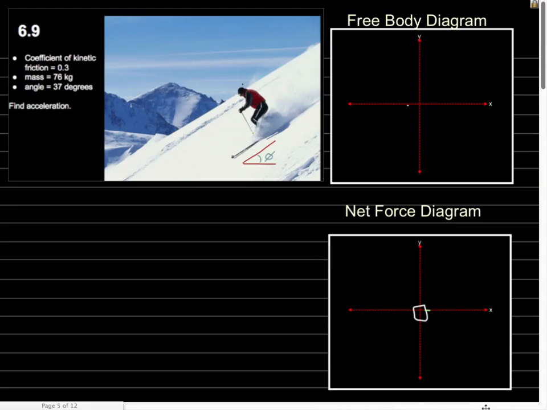All right, hello and welcome to problem 6.9. We have a skier skiing down a slope and we're trying to find the acceleration. First of all, we know that acceleration is equal to the net force over mass. So we need to find the net force. In order to find the net force, we need to make a free body diagram.